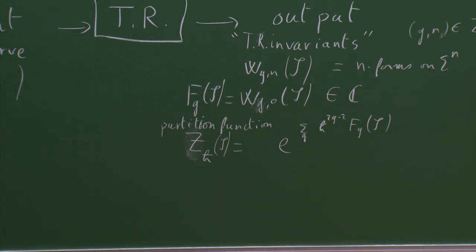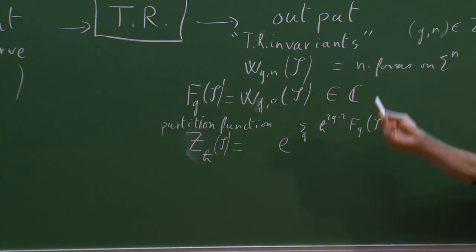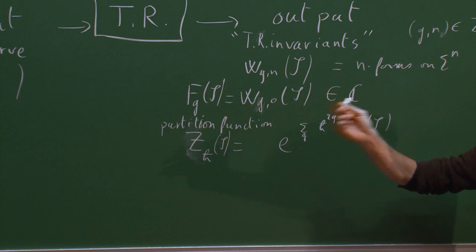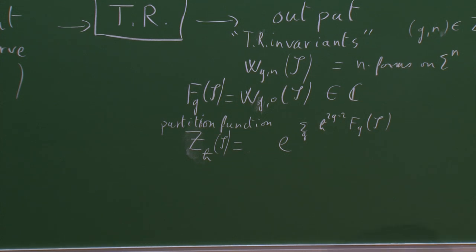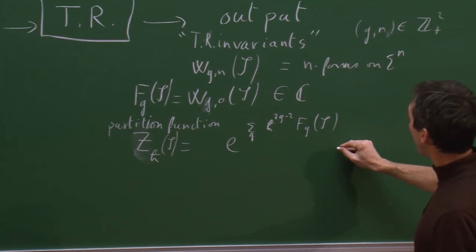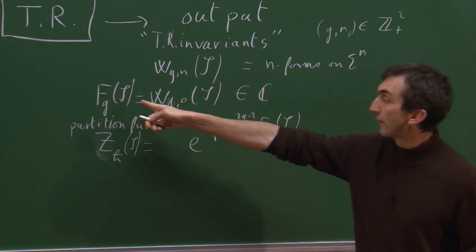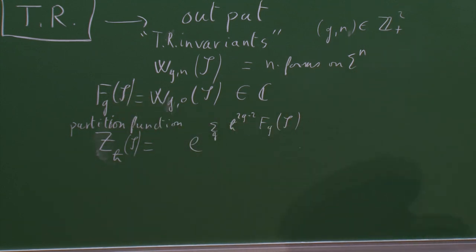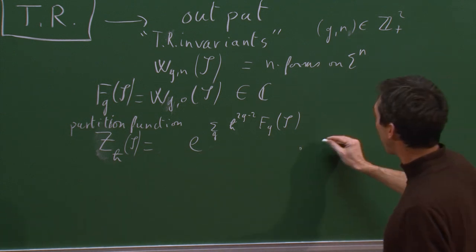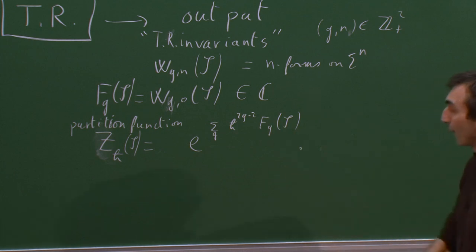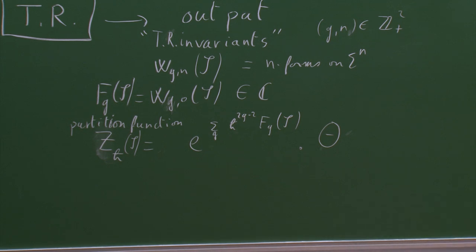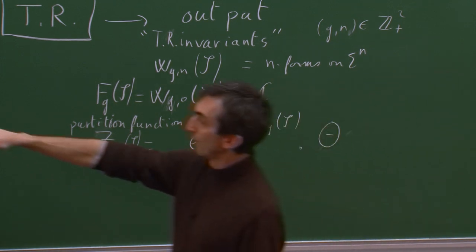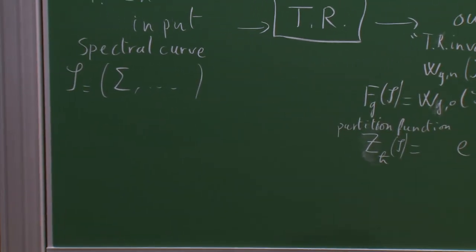So it's a sequence of invariants. W_{g,n} is an n-form, so we have a sequence of n-forms. W_{g,0} is a zero form, it's a number, and there is a sequence indexed by g. It will be related to a genus for moduli spaces. So we define the partition function out of the F_g, which are just the coefficients in a formal series. This is only the perturbative part of the partition function, and there will be another quantity which I will write theta, related to a theta function defined from the Riemann surface Sigma, but I will not make it explicit now.